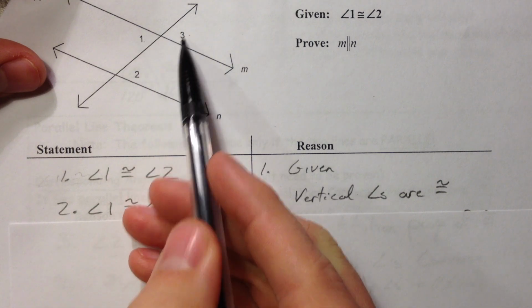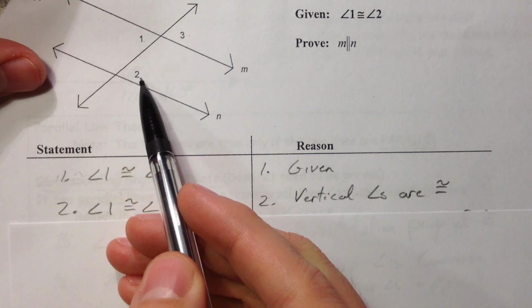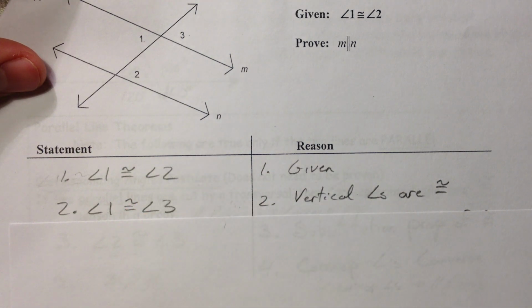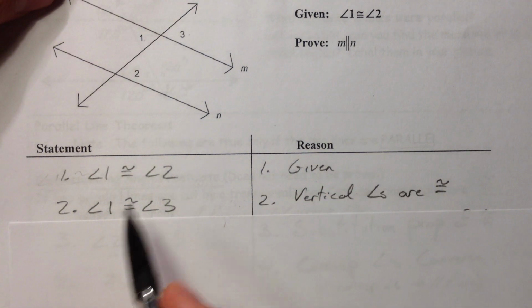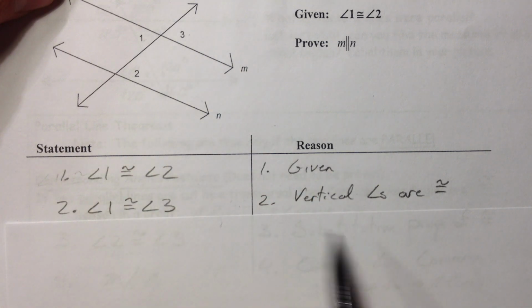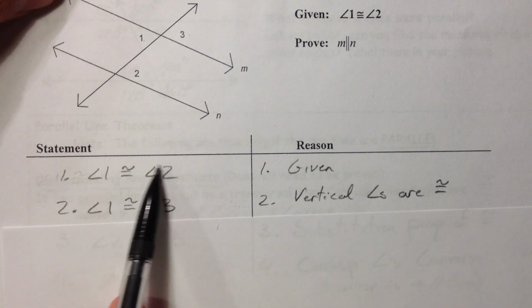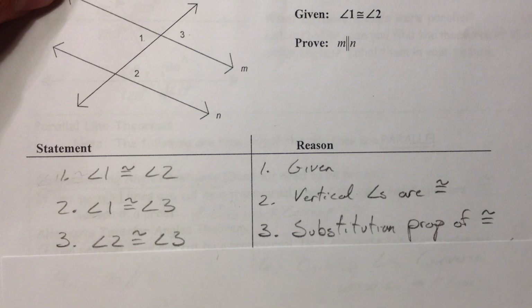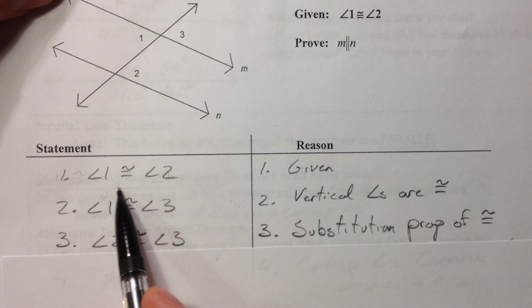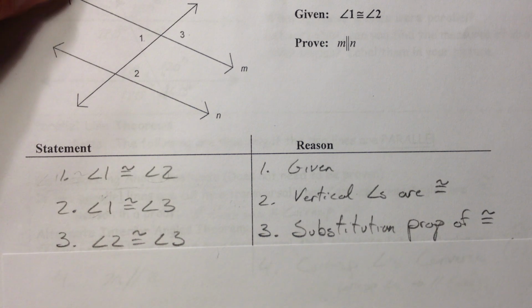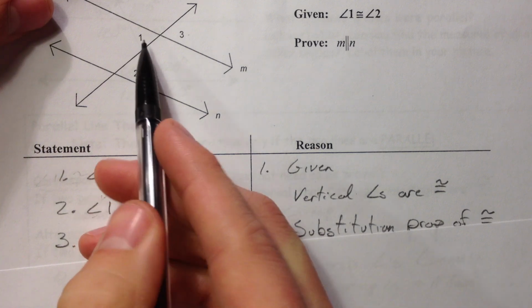Next, 3 is related to 2. Sorry, 1 is related to 3 because of vertical angles, and then 3 is related to 2 by the substitution property of congruence. So you take the 2 and you plug it in place of the 1. We substituted it.